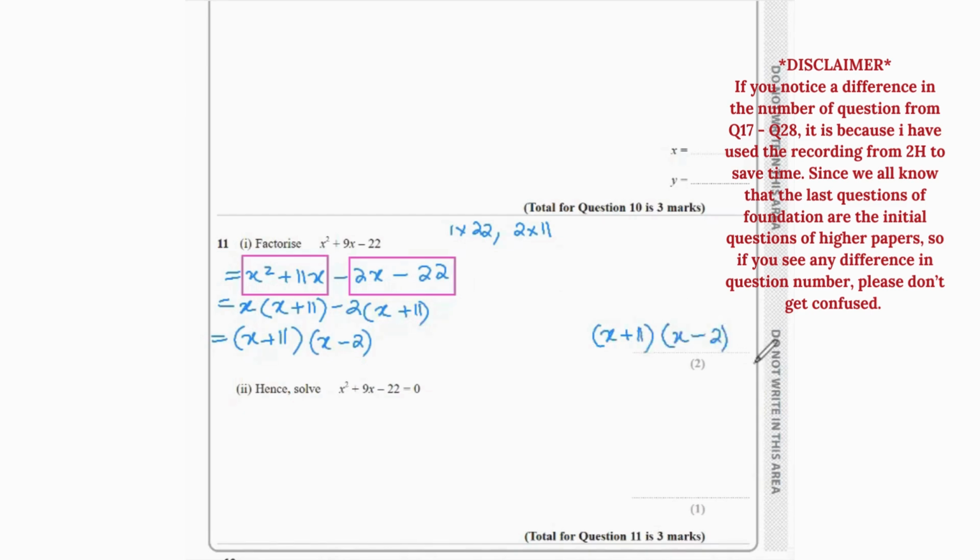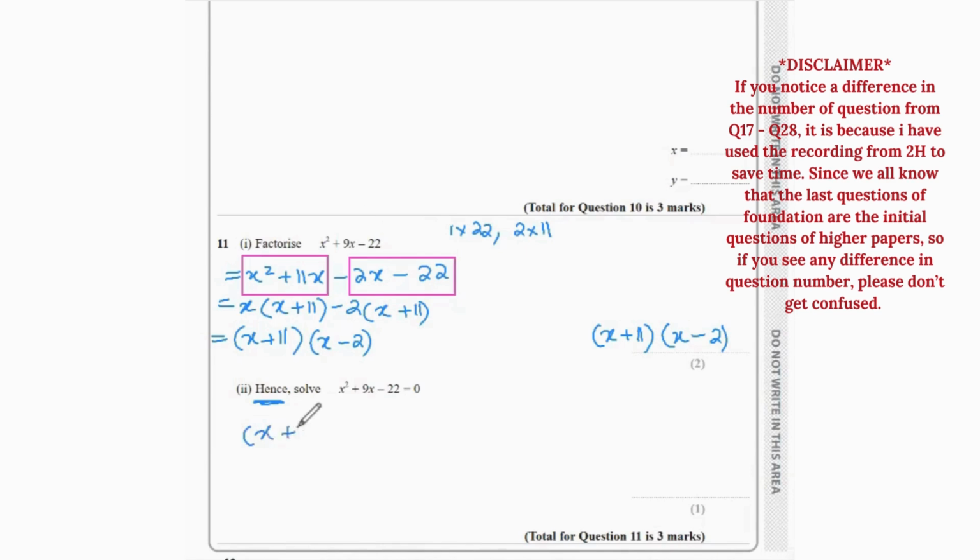Remember, when they say factorize, they're not asking for the value of x. They're asking you to convert the quadratic expression in terms of brackets. Now, the next part says hence solve. Whenever they use the word hence, that means they want you to use your answer from the previous part, which means you don't have to do the entire calculation again. You just pick the answer from the previous part and put that equal to 0, because the only difference between the equation in part 1 and part 2 is that in part 2 it's equal to 0.